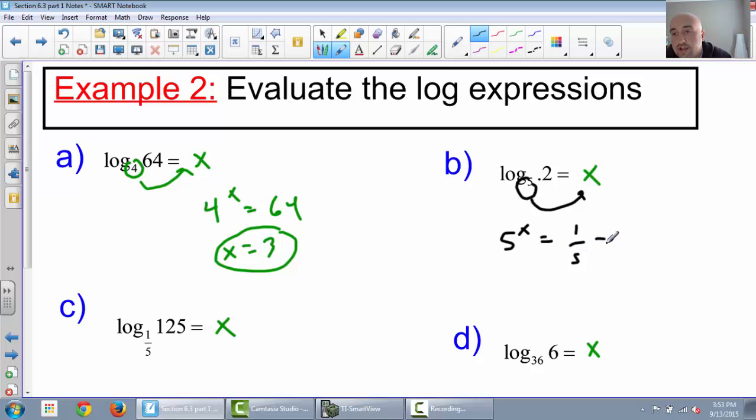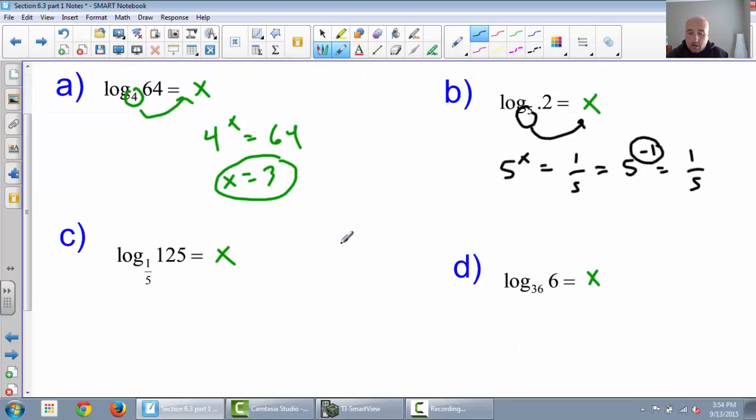So how do I turn a whole number, 5, into a fraction, 1/5? Well, I'm going to raise it to -1. So 5 to the -1 is equal to 1/5. How do I get rid of fractions? You drop it to the bottom, underneath the 1. So -1 would be my answer there. Okay, so turning a whole number into a fraction, you have to have a negative exponent.